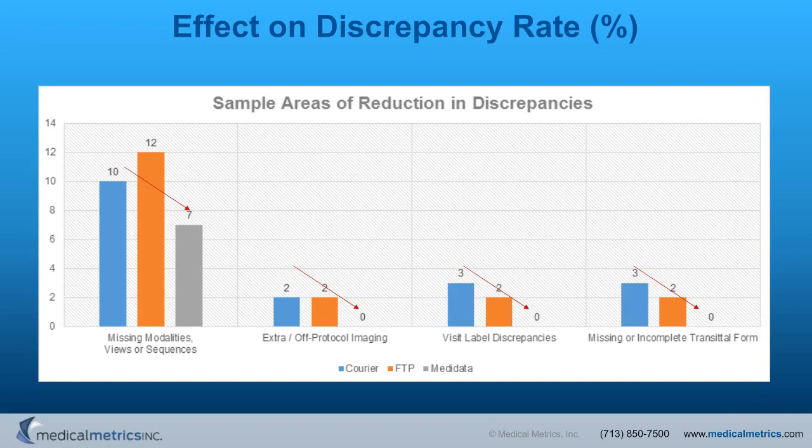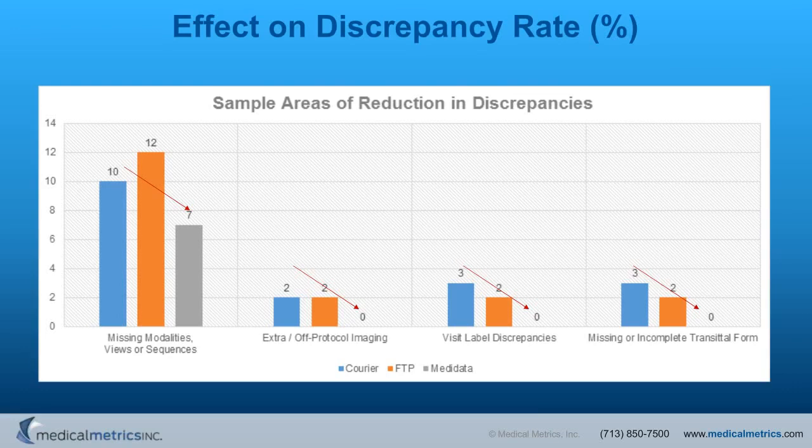An example of a visit label discrepancy is where the visit ID, such as pre-op or 6 months, does not match the visit date. Another example is where the visit label on the transmittal form contradicts the label on the CD. These types of discrepancies can be eliminated because the Medidata software can automatically detect them and flag a warning, so the issue can be addressed before the images are submitted.